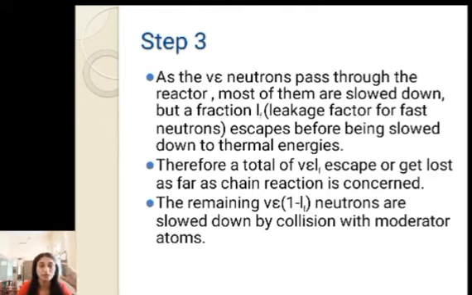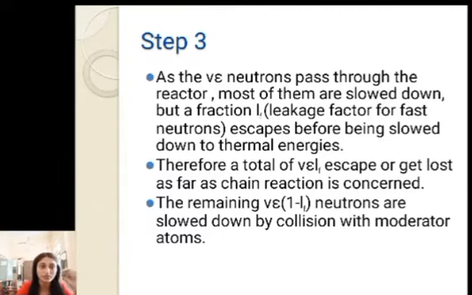Now what happens next? We have now nu epsilon neutrons which pass through the reactor and most of them are slowed down, but a fraction LF escapes before being slowed down to thermal energies. These are fast neutrons, so some of them may be slowed down with the help of moderator, but some of them may not. They escape the slowing down process. So that fraction LF is called the leakage factor for fast neutrons, the fast neutrons which escape from being slowed down.